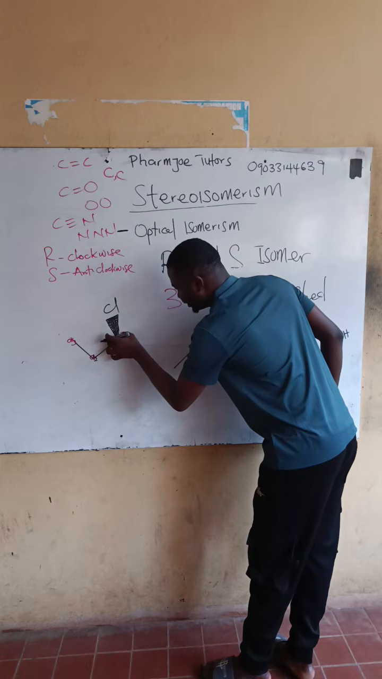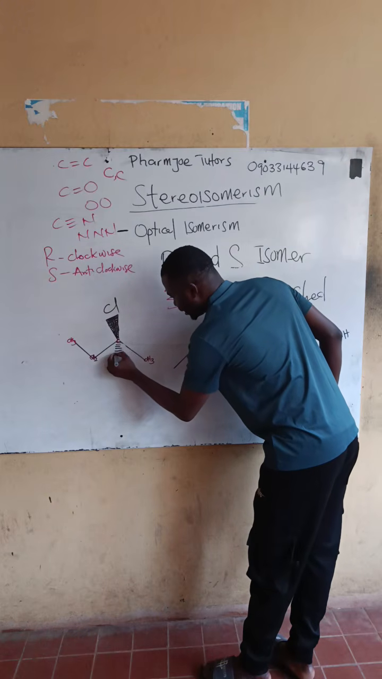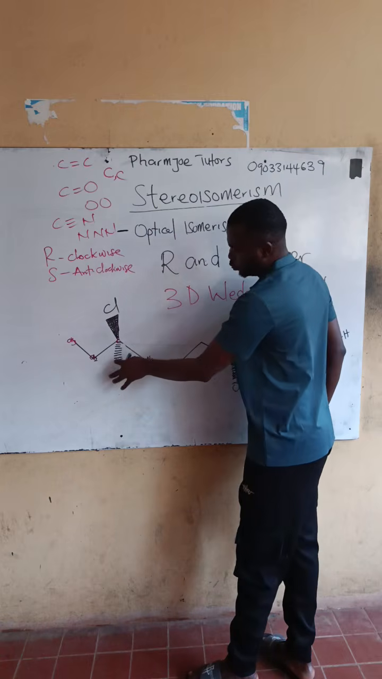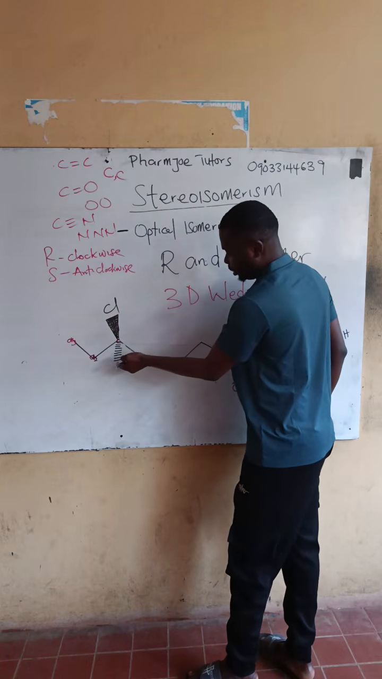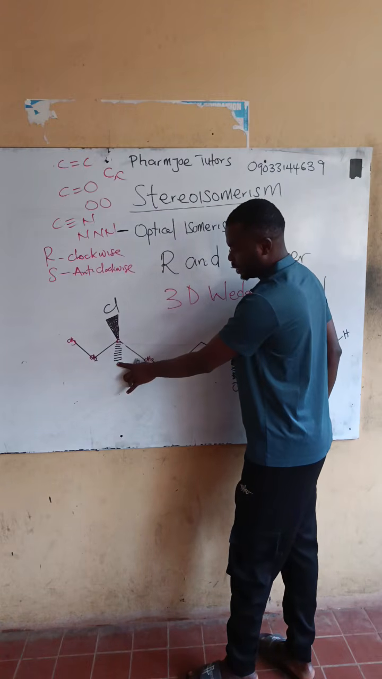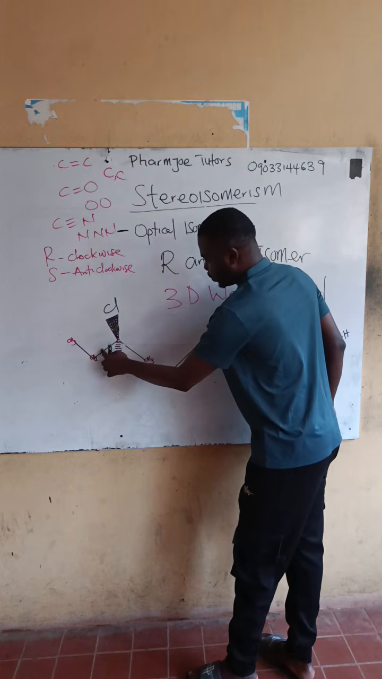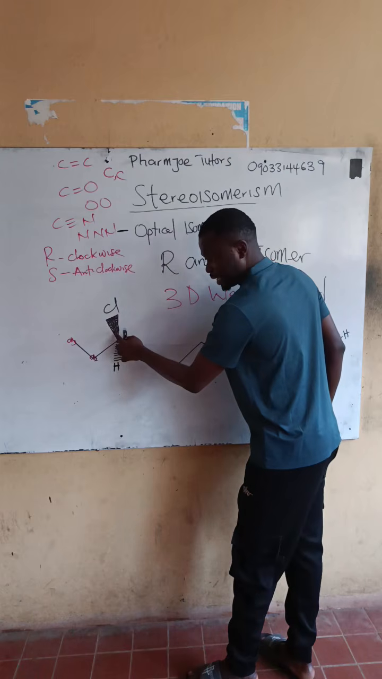Since there's a wedge here, then we'll have a hash, because there's a wedge on this carbon, there will be a hash. Now, who is on this hash? Because if you leave it this way, it means there's a carbon there, but what we have here is hydrogen. I can now say 1, 2, 3, 4. I think that is clear.